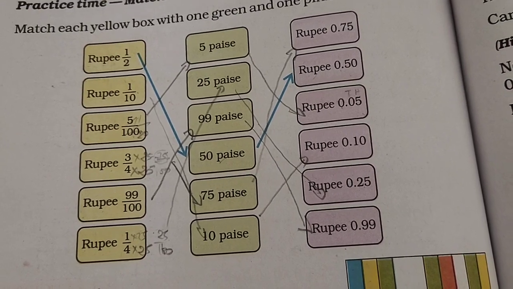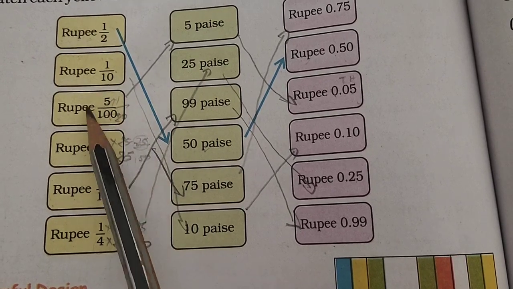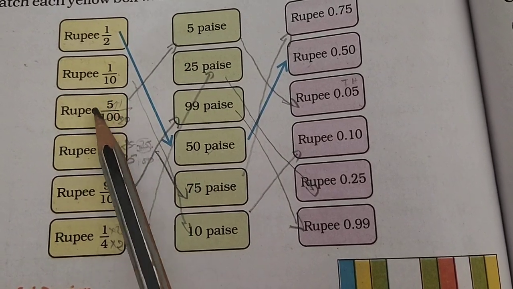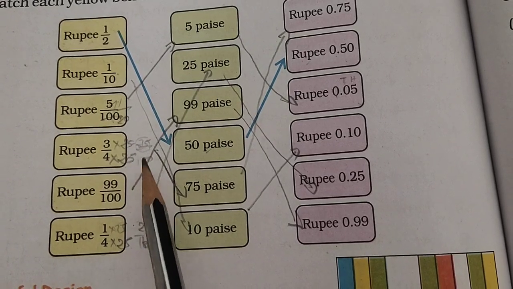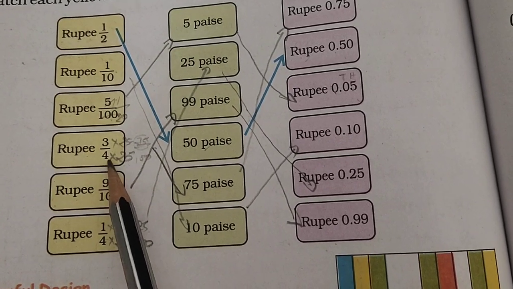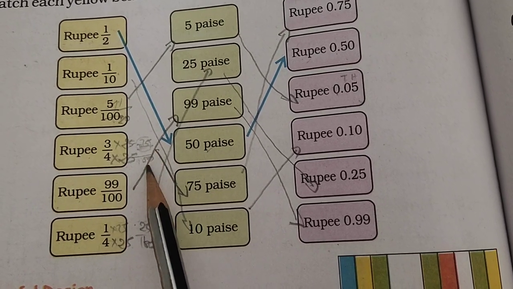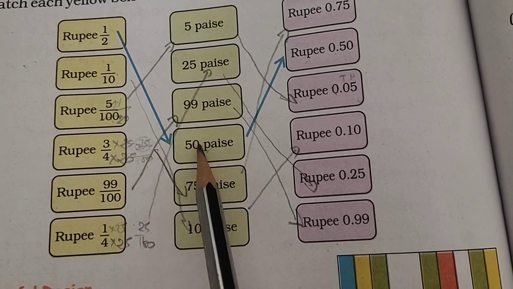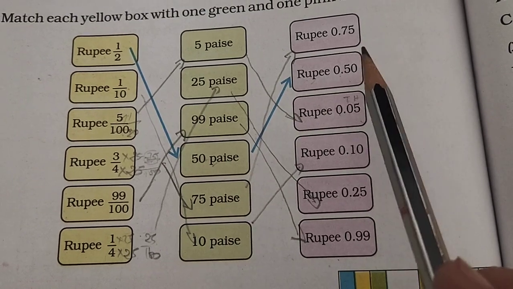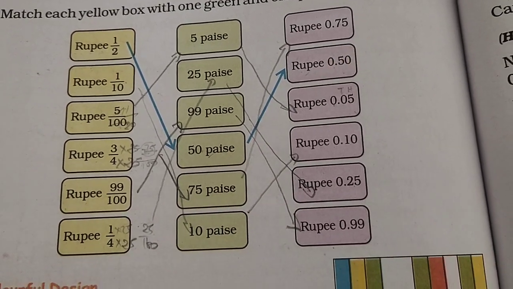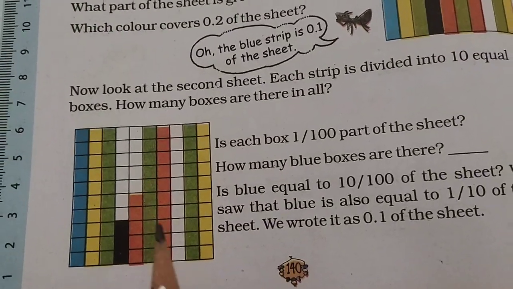In the previous video students, I explained the equivalent fraction of some amounts of rupees given in fraction. 3 upon 4 is equivalent to 75 upon 100, and 75 upon 100 is 75 paisa of a rupee, and in rupees it is written as 0.75. So today we will study page number 140.